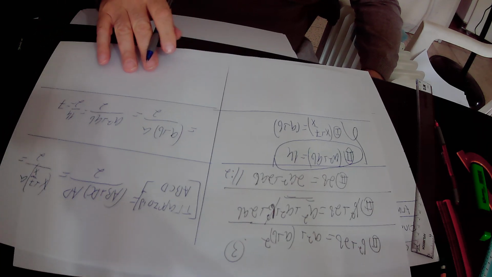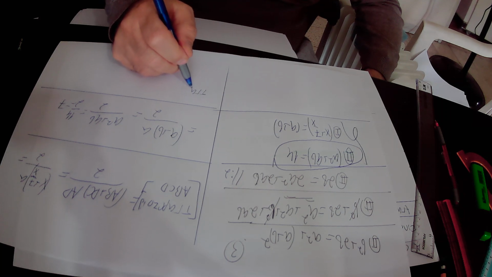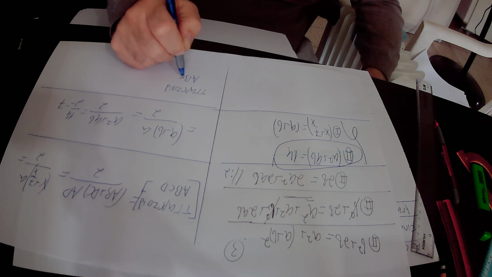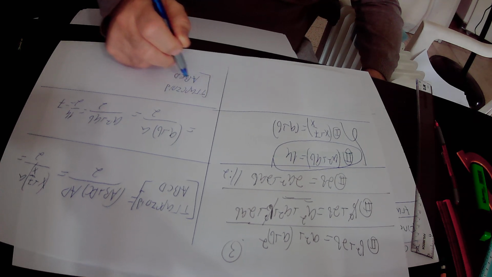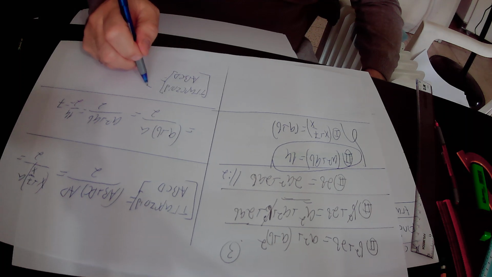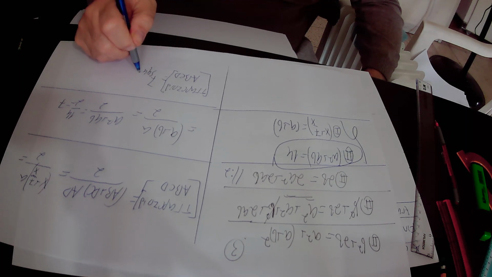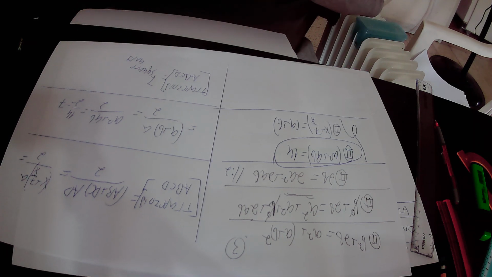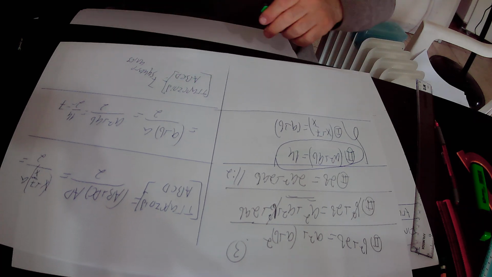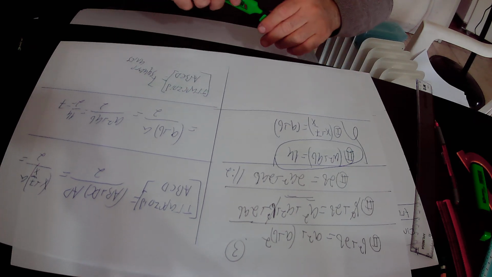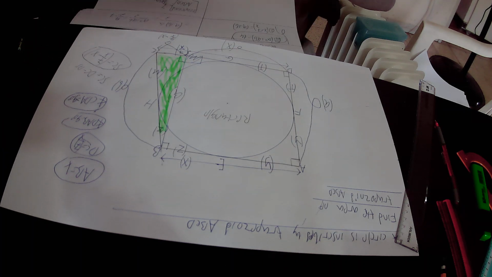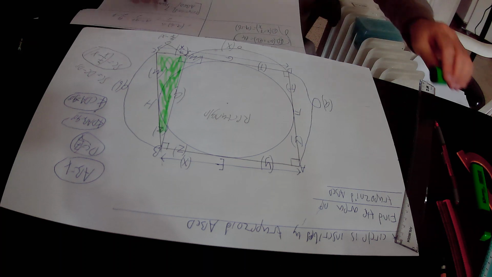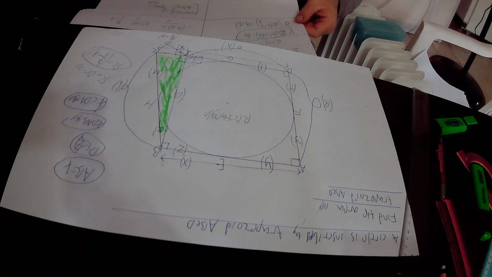So we found out that the area of trapezoid ABCD is equal to 7 square units. Repeat again, the area of this trapezoid ABCD is equal to 7 square units. So in the next step, I will summarize the lecture.